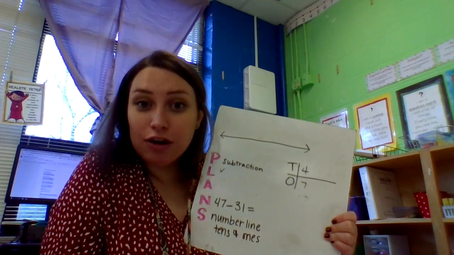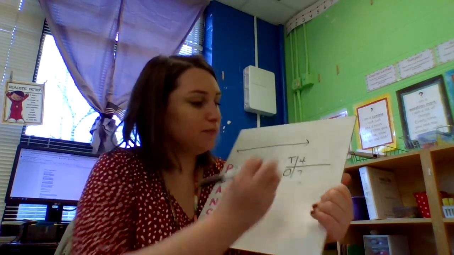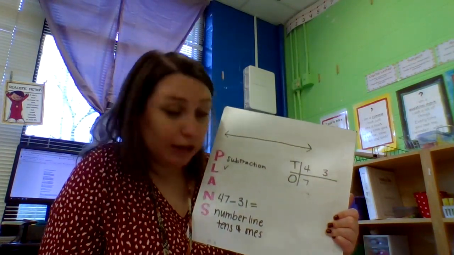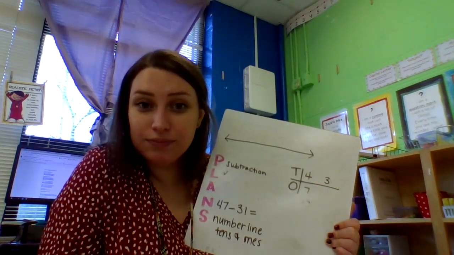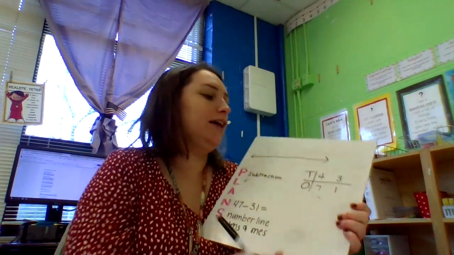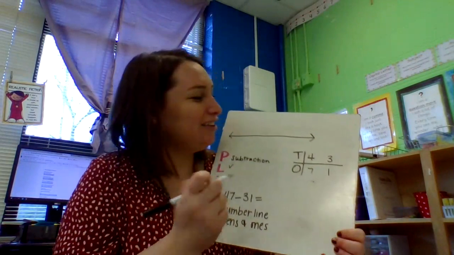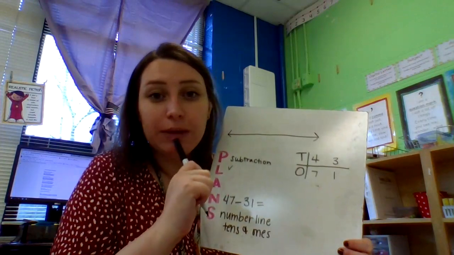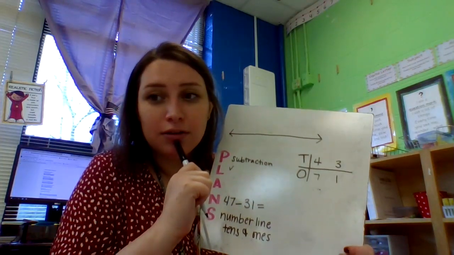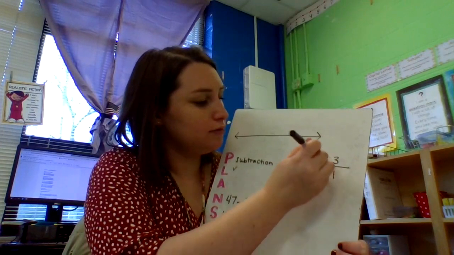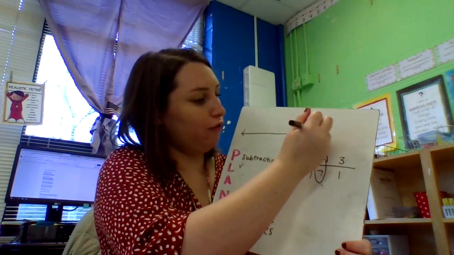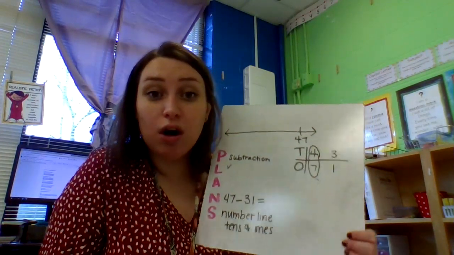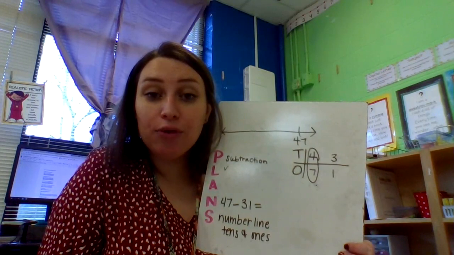How many tens are in 31? There are 3 groups of 10 in 31, and we know that's worth 30. How many groups of 1 are in 31? There's 1 group of ones in 31. There we go. Okay, so which number are we going to put on our number line first? Remember, it's subtraction, and we need to start with our biggest number. So we're going to start with 47. So I'll put 47 right here on my number line. Now I need to work on subtracting out 31.